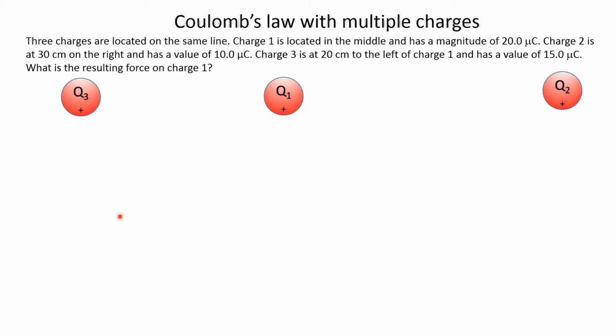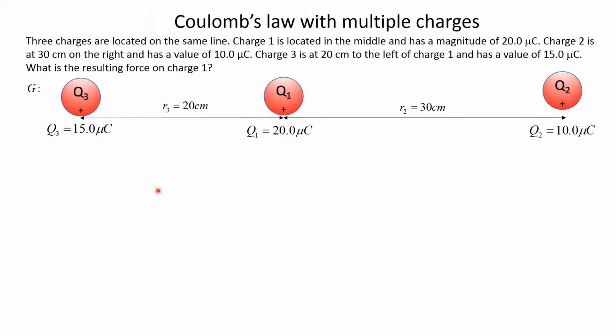Well, this is our given situation, our three charges, and these are all the data from the question. So Q1 20.0 microcoulombs, Q2 10.0 microcoulombs, and Q3 15.0 microcoulombs. Q2 at 30 centimeters to the right, Q3 at 20 centimeters to the left. Now we know that Q2 will exert force on Q1. They're both positive, so they repel. Of course, Q1 will also exert a force on Q2, but that is not given. We're only interested in the resulting force on charge 1, so we only draw this one.